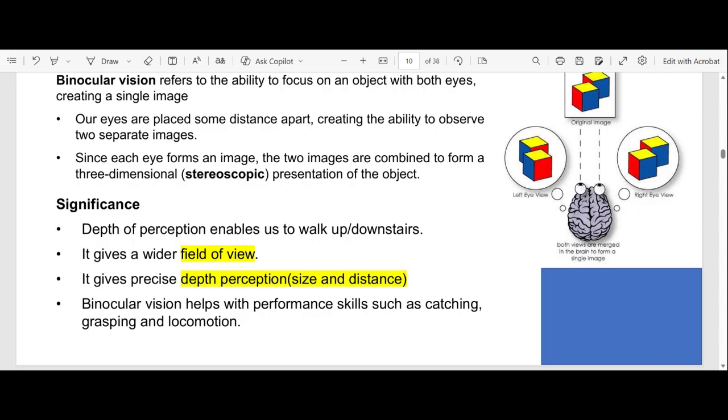The next point is that it gives us precise depth perception. What is depth perception? Depth perception is size and distance. Moreover, the last point, binocular vision helps us with performance skills such as catching, grasping, and locomotion. Locomotion is movement, it's motion, it's moving. So that's the importance of binocular vision.